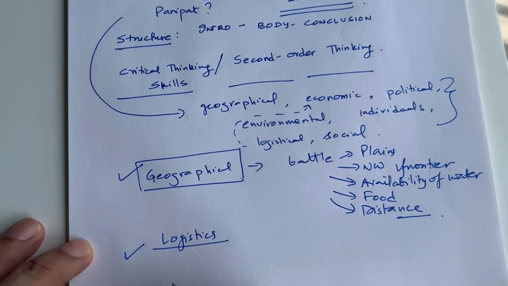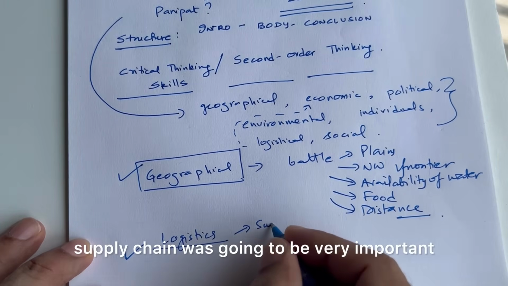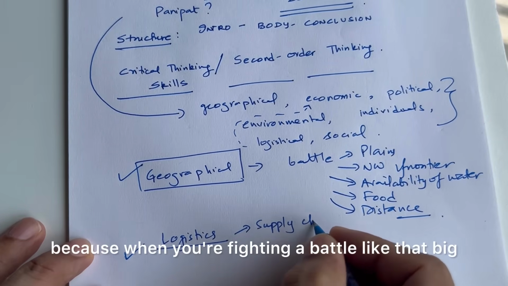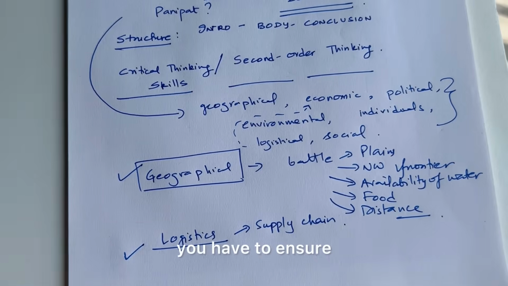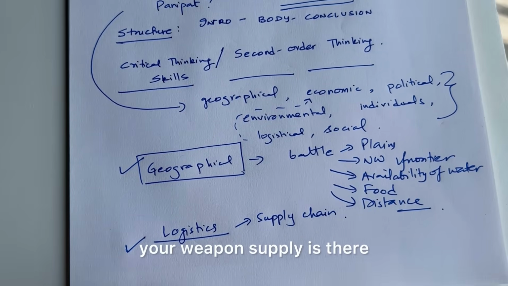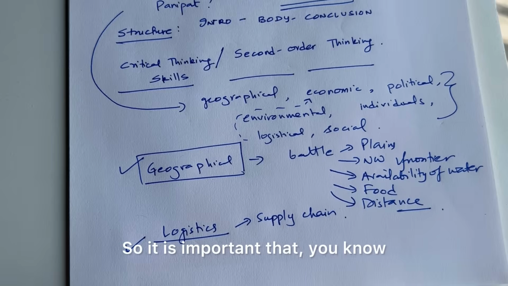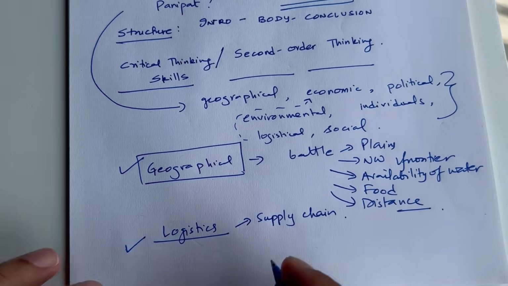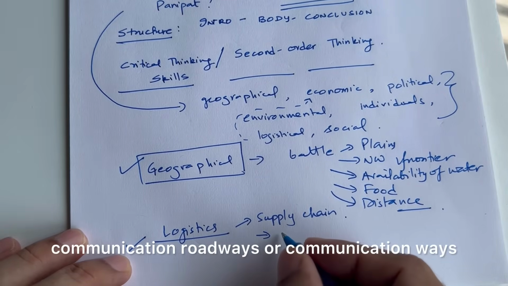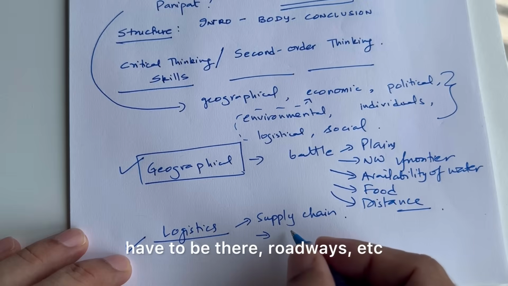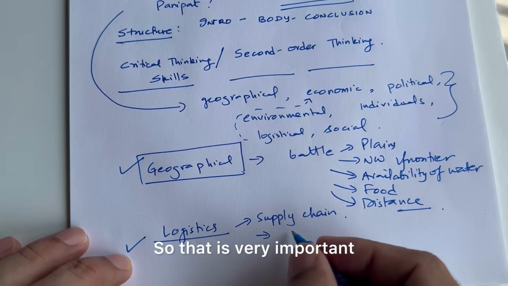Here supply chain was going to be very important, because when you're fighting a battle that big, you have to ensure that your food supply is there, your weapon supply is there, and people are able to easily get there or come. So it is important that communication ways, roadways, etc. have to be there. So that is very important.